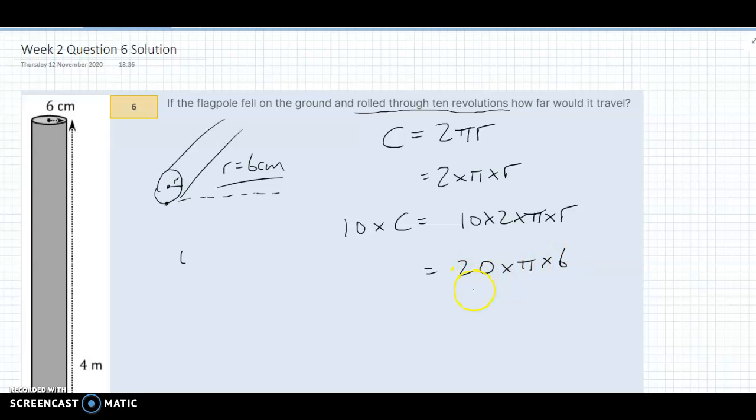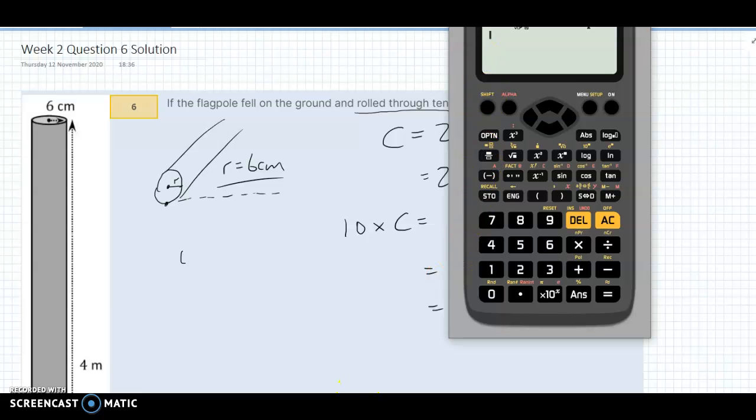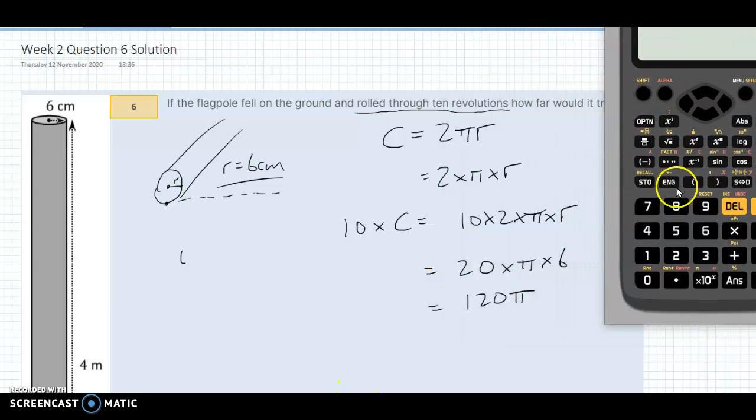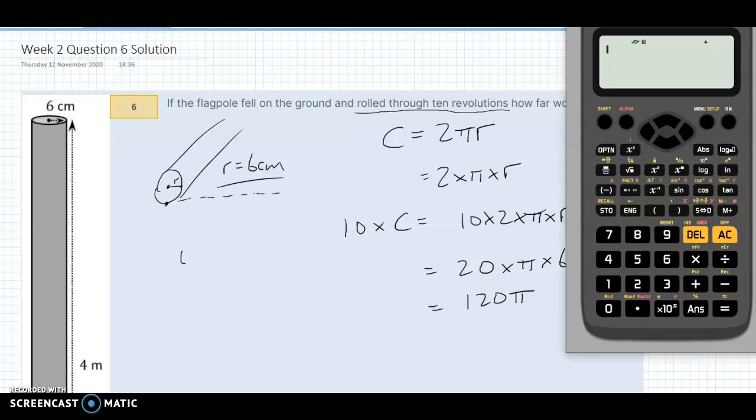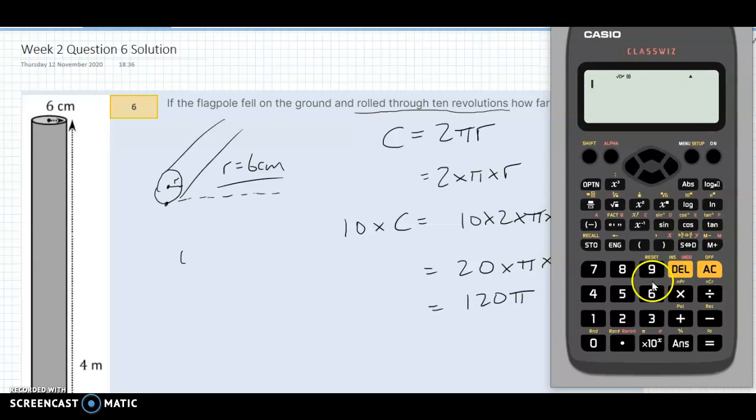And we can multiply the 20 by the 6, and we get 120, 6 20s is 120, so 120 pi. And we can go to the calculator then, and type in 10 times 2 times pi, using the shift key for the pi, multiplied by the radius, 6 centimeters, and that gives us 120 pi.